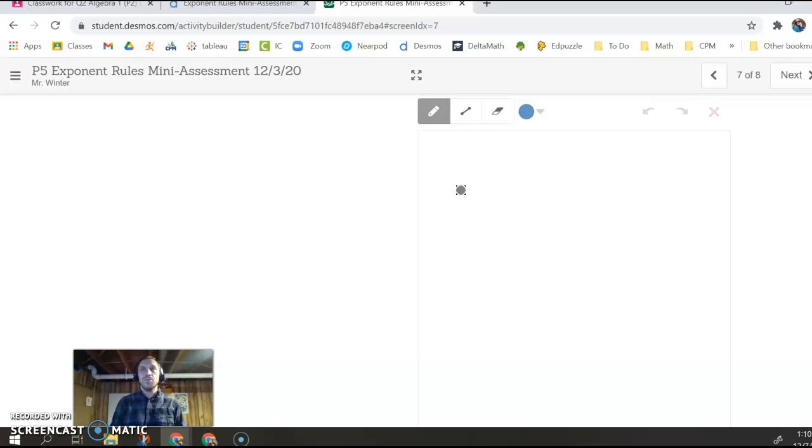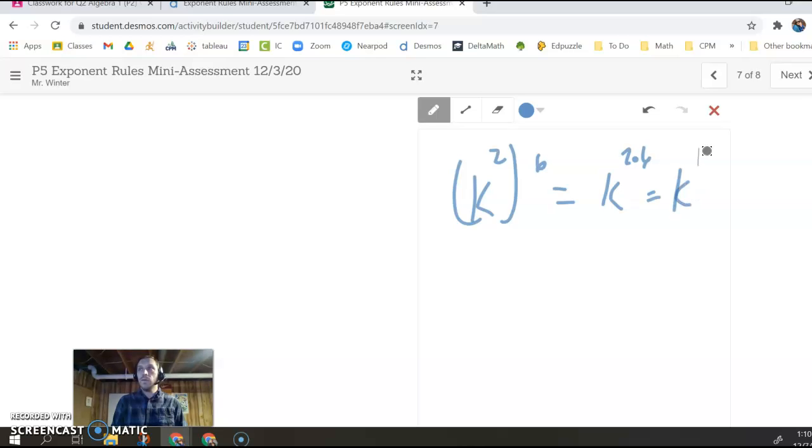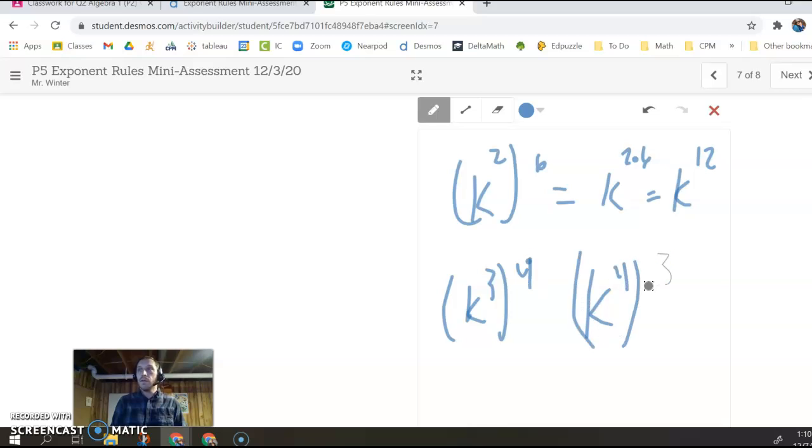And then finally, we could use the power rule, right? K to the second, let me restart that. K to the second to the 6th power. We could have k to the 2 times 6, which is k to the 12th. Do you know anything else that multiplies times together to get to 12? You could have k to the third to the 4th, or k to the 4th to the 3rd. You could have k to the 12th to the first power, all of those will multiply to get to 12. And so they all work as examples.